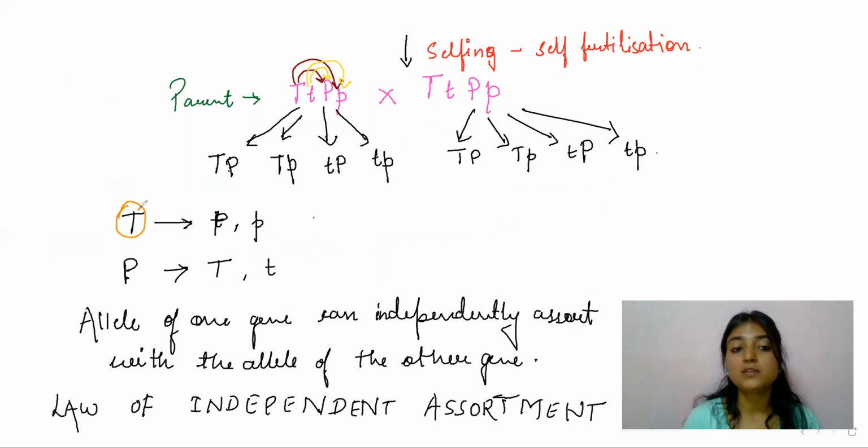Again we got the four gametes, and now we can observe here that this capital T is independently assorting with the capital P or the small p, whereas the capital P can independently assort with the capital T or the small t. Now we can say that the allele of one gene can independently assort with the alleles of the other gene. Hence, this law was named the law of independent assortment.